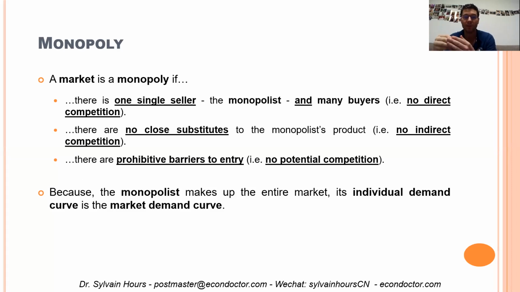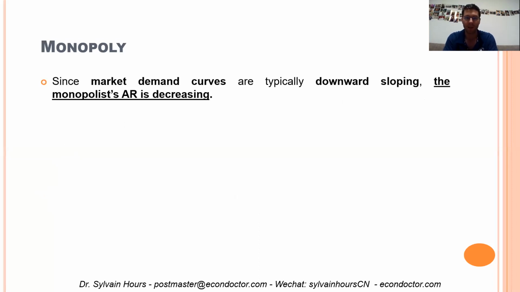Each seller was facing, you could say, a small segment of the total demand. You can put it this way. But in a monopoly, because there is one single firm, it faces all the consumers. It supplies the product to all the consumers in the market. It faces the entire market demand. And what do we know about market demand curves? They are usually downward sloping.